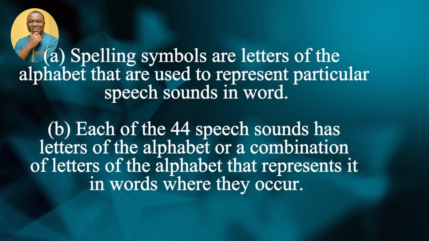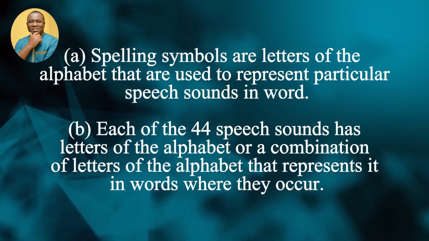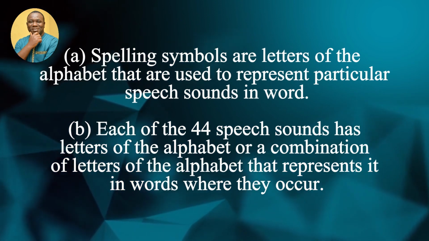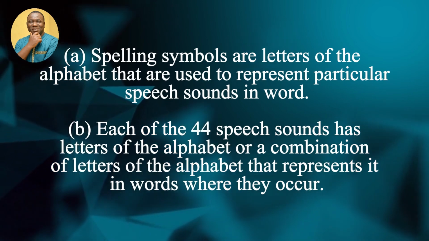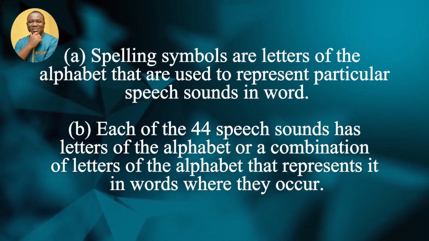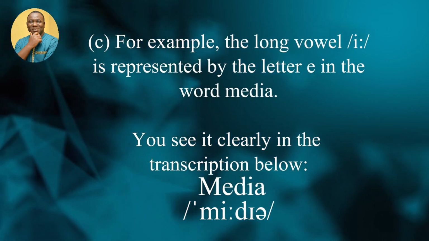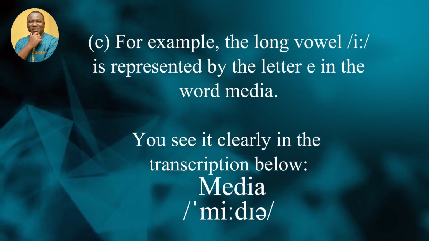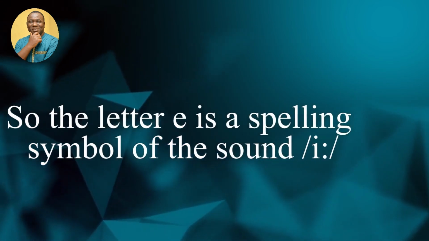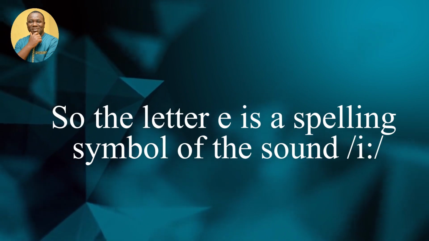Spelling symbols are letters of the alphabet that are used to represent particular speech sounds in words. Each of the 44 speech sounds has letters of the alphabet or a combination of letters of the alphabet that represent it in words where they occur. For example, the long vowel E is represented by the letter E in the word media. You see it clearly in the transcription below. So, the letter E is a spelling symbol of the sound E.